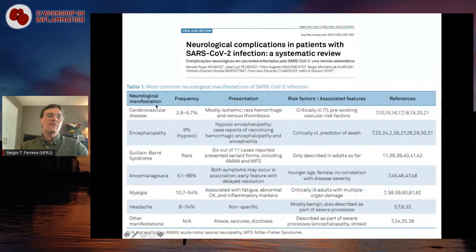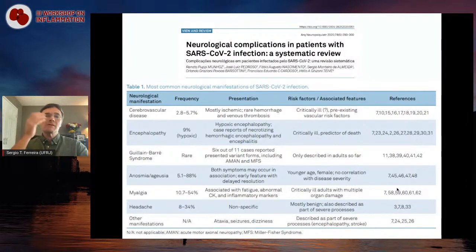And this is just one example of a systematic review by Brazilian colleagues who published a number of neurological manifestations, including cerebrovascular disease, encephalopathy, and more benign impacts like anosmia and ageusia, headache, myalgia, and other neurological impacts as well. And there have been, as you see here by the number of references cited in this systematic review, many studies focusing on these prolonged neurological impacts of COVID-19.